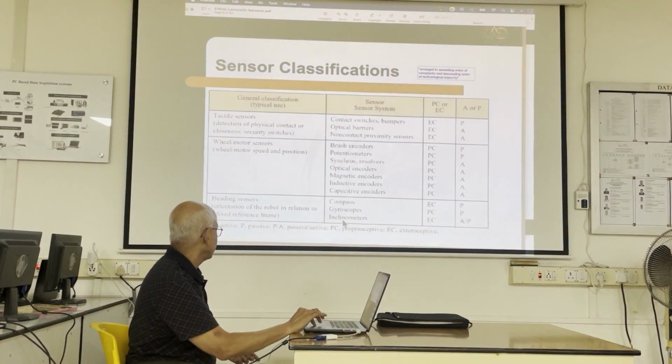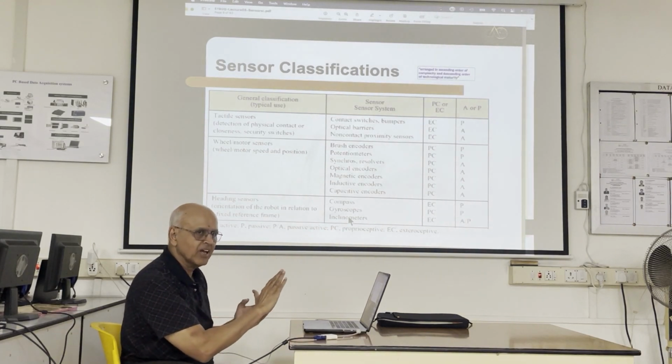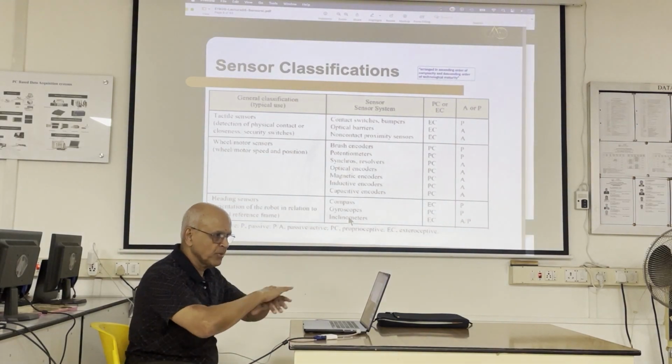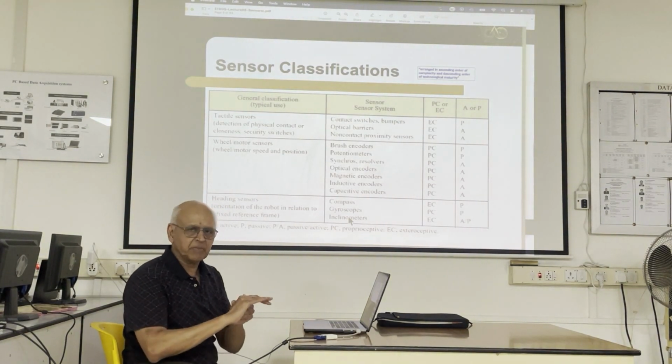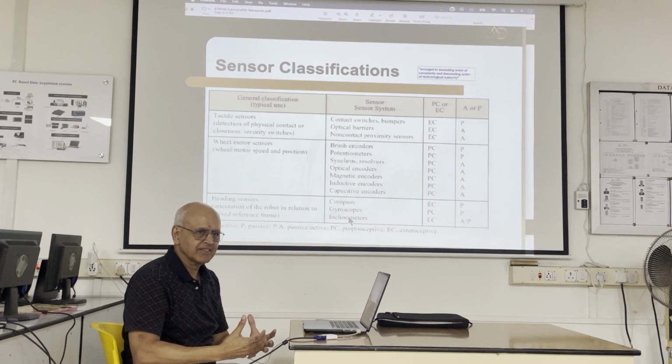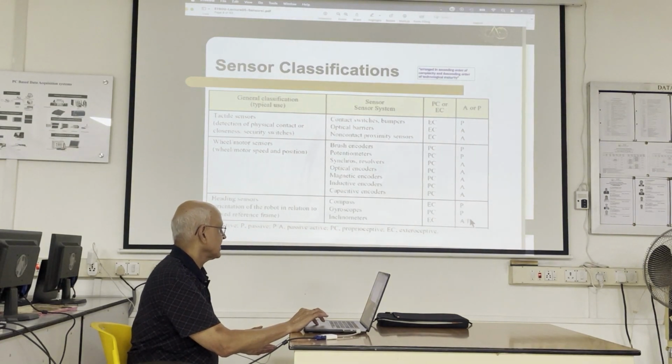Here is an inclinometer, so it can measure. If the robot goes on a ramp, it can tell you what is the angle of the ramp. So even when you're moving in 2D, you might find yourself going up or down a ramp, and that information might be useful for you to navigate. So depending on the type of sensor, you can have active or passive. That's what it means by that.